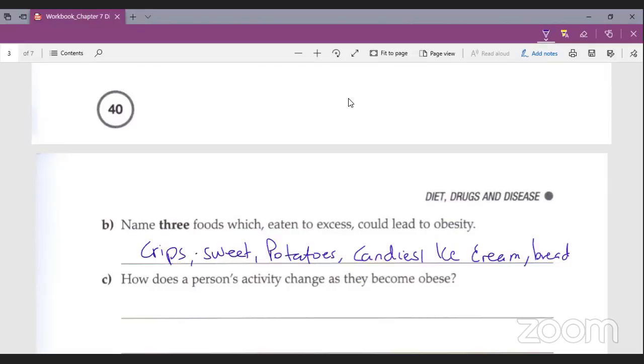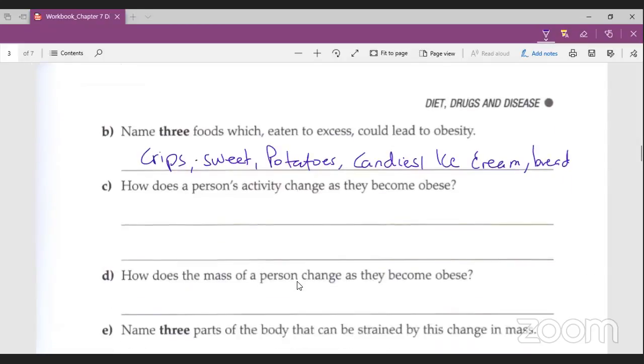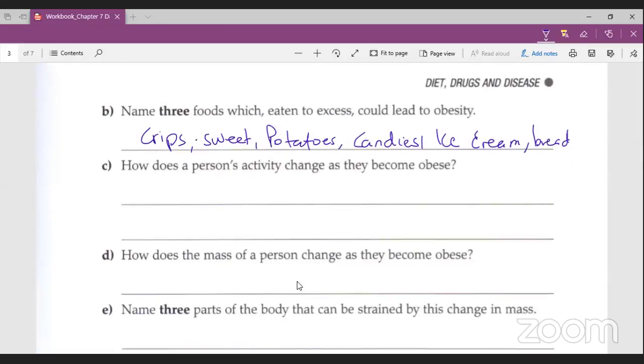How does a person's activity change as they become obese? What will be the differences you will see in the person's activity when he becomes obese? They move around less. They find difficulty moving. Moving around becomes difficult.